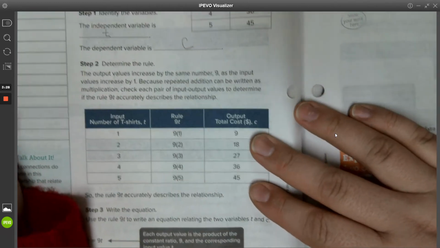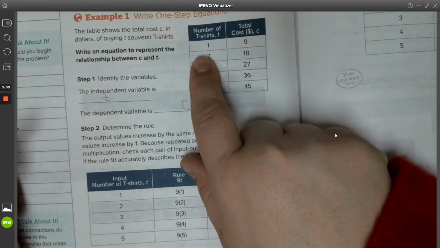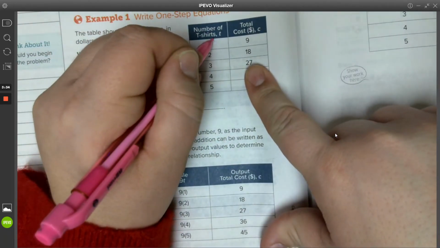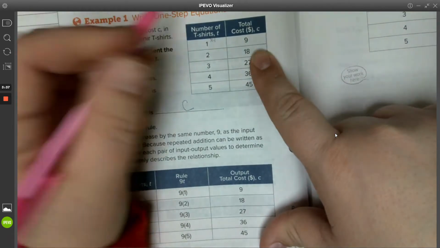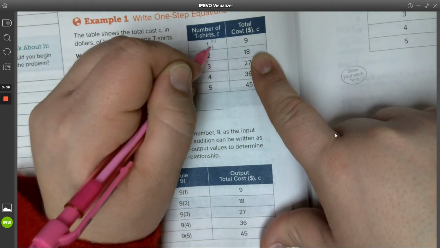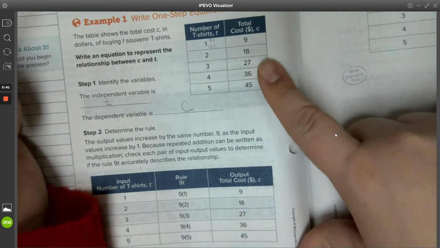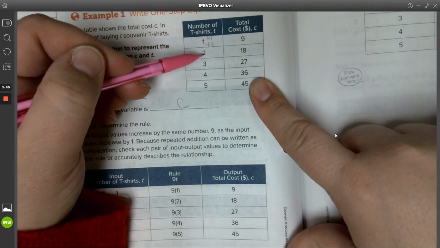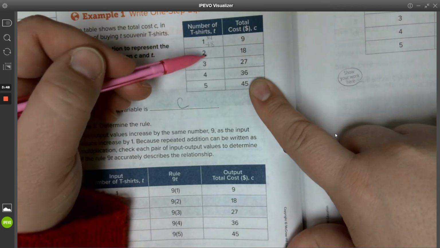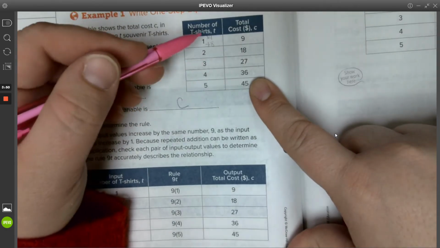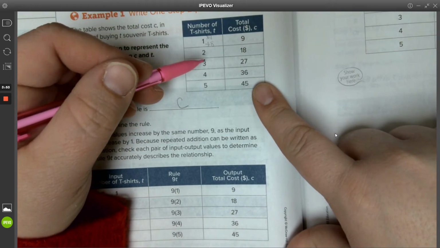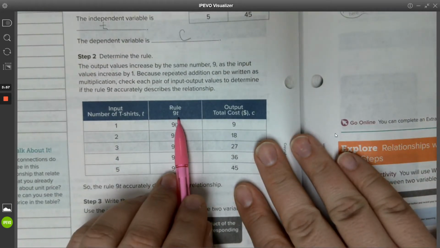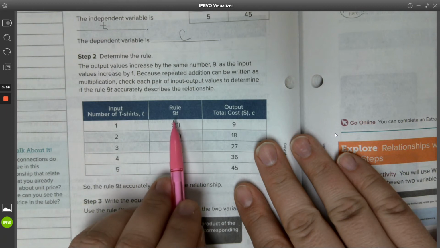Now we need to take a look at our rule. What are we doing to 1 to get to 9? Now, two different options, right? We could do 1 times 9 to get to 9, or we could say 1 plus 8 equals 9. Now, if I try both of those with the next number, 2 times 9 or 2 plus 8, only one of them would work, and that would be the times 9. So we know our rule would be 9 times the number of t-shirts, so 9t.